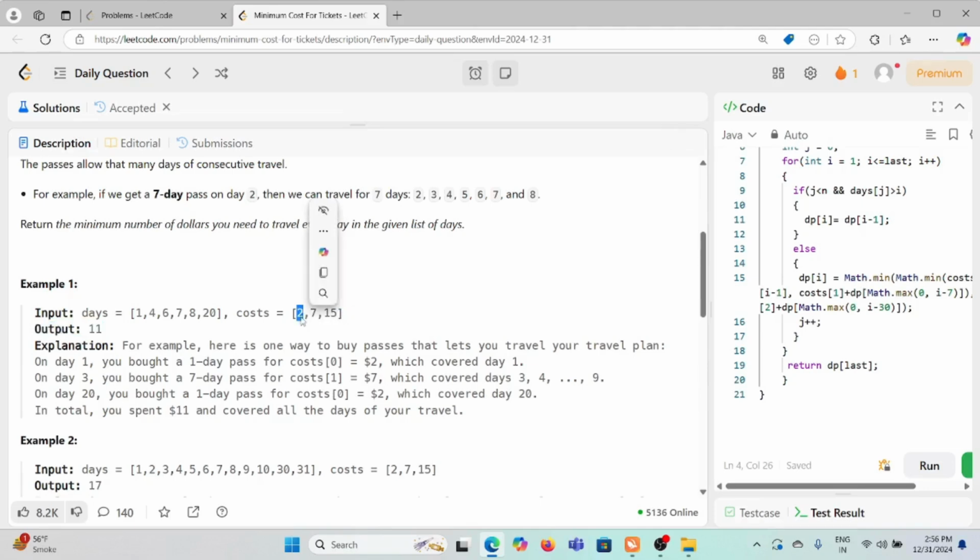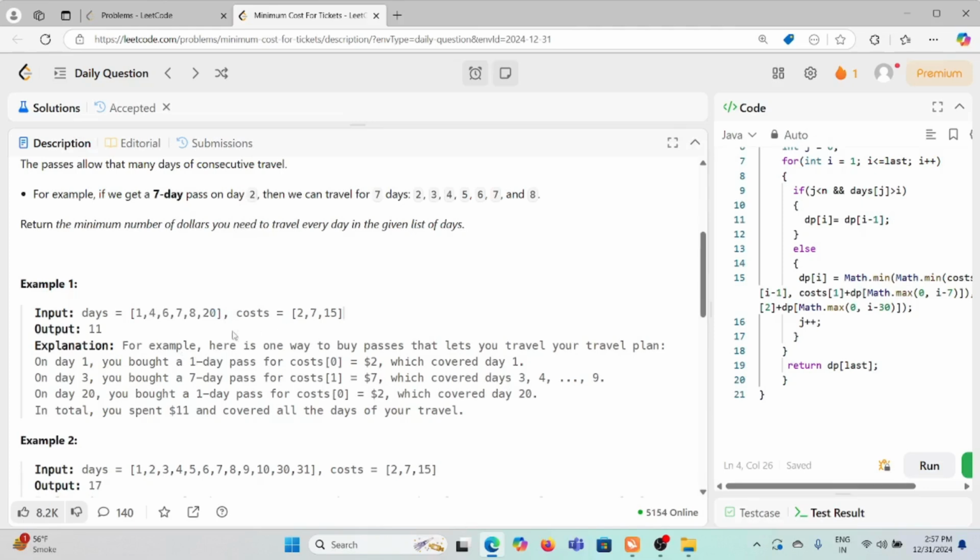The costs, as I told you, are for the passes. Now you can see that if we buy a 30 days pass, it will cost $15, right? So on day 1 we can purchase one $15 pass for 30 days. That means we can travel all the days starting from 1 till the next 30 days, including 1. So all of these days are covered, but we want the minimum cost. So one answer is $15, in which we can travel all these days, but we want better.